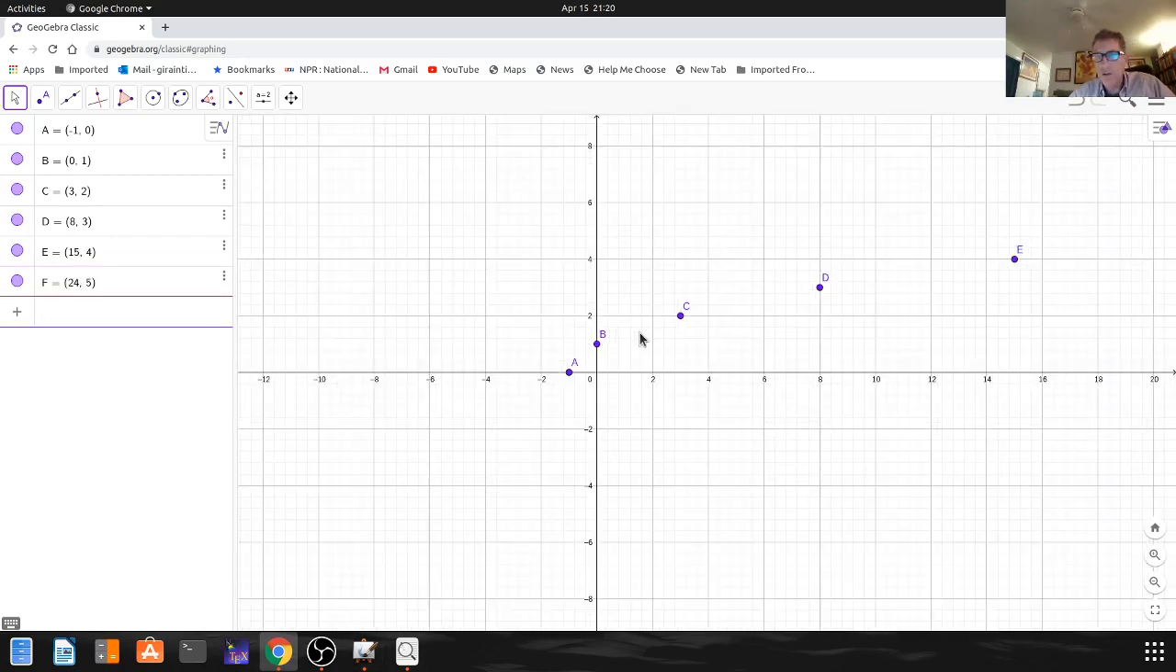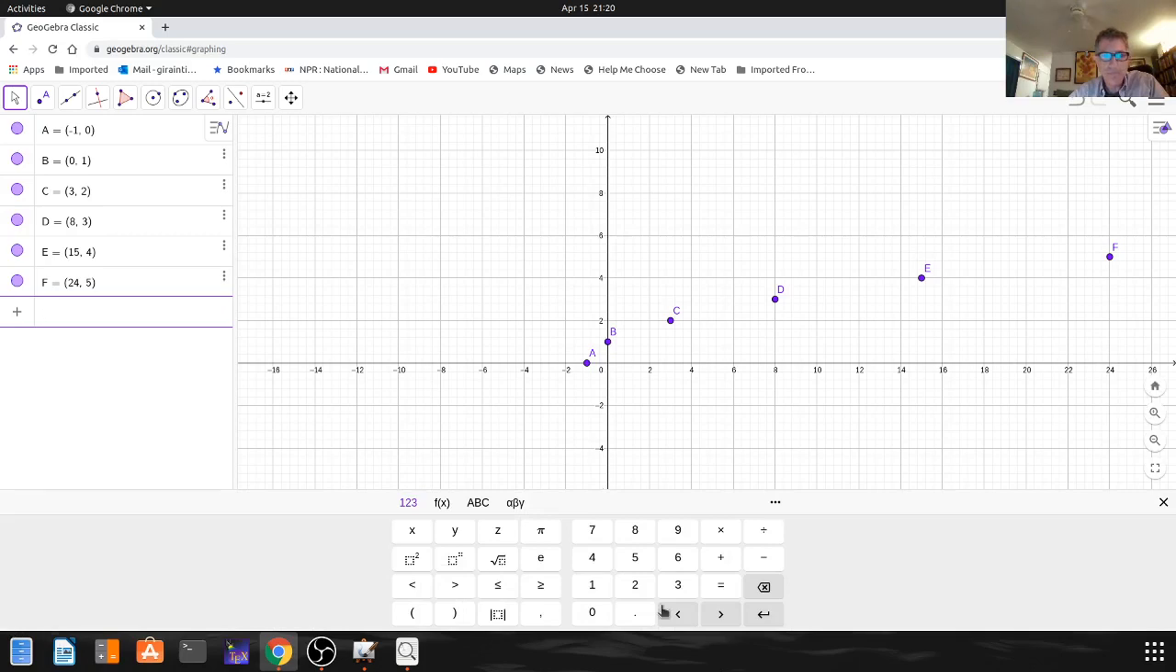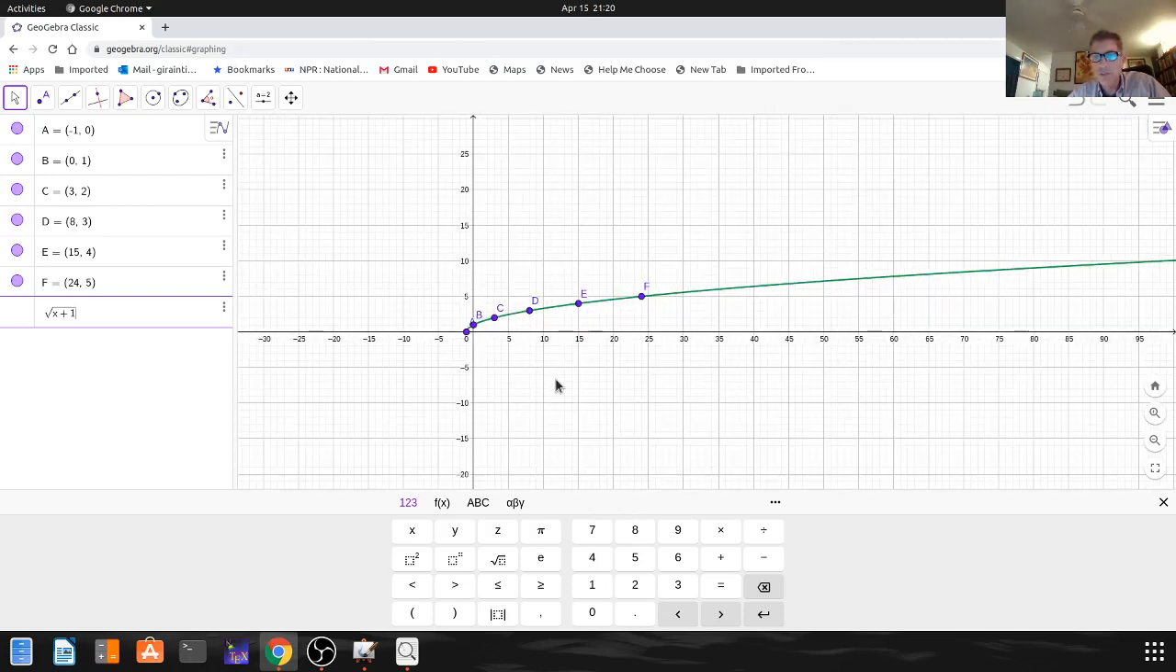And there are all of my points right there: A, B, C, D, E, and F. So now let's actually plot the square root of x plus 1. And you see that our line goes right through all of our points A, B, C, D, E, and F. So that's more or less, let's zoom out, that's more or less what the square root function looks like.